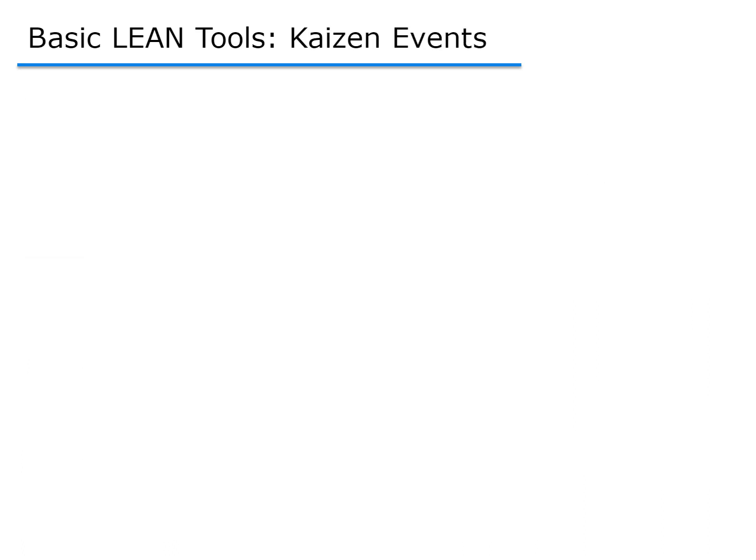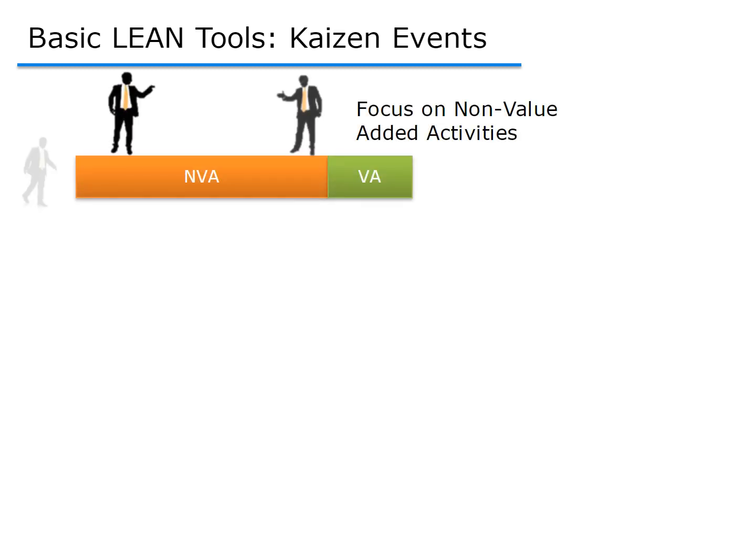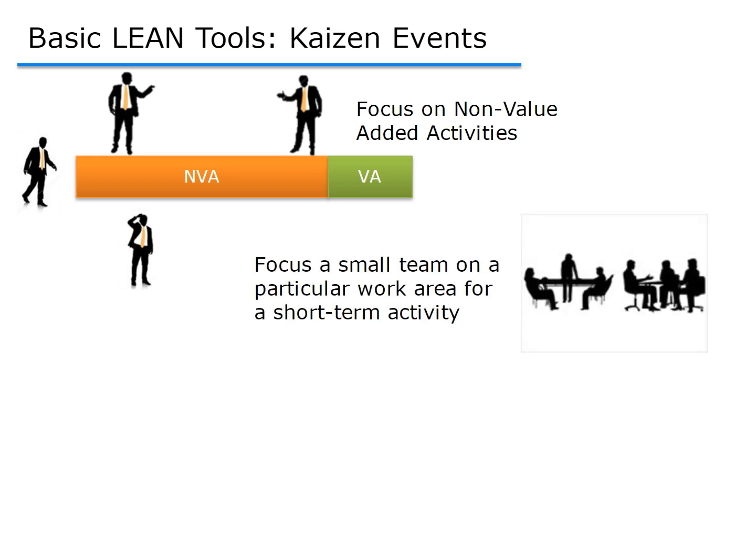Even though Kaizen means continuous and never-ending improvement, in contrast, Kaizen event is a focused improvement activity in an intense blitz. Kaizen events are focused on non-value added activities. Kaizen events focus a small team on a particular work area for a short-term activity. The duration of a Kaizen event is normally between 3 to 5 days.